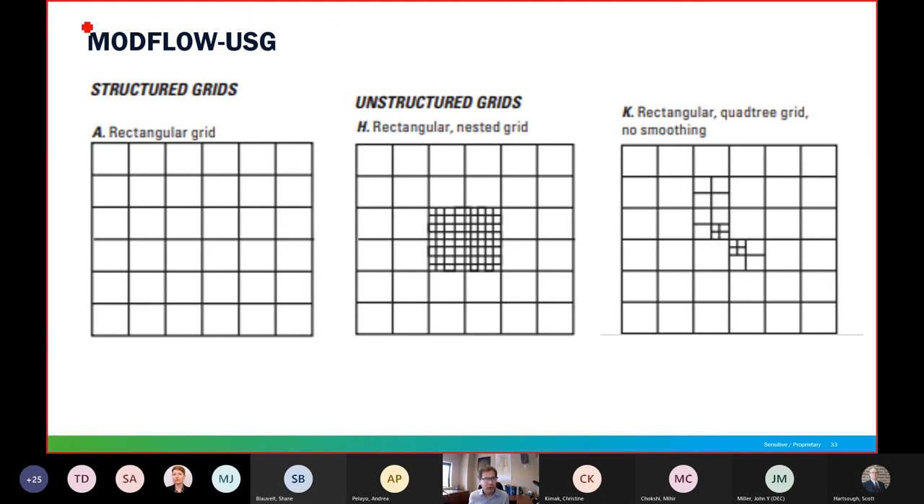So here you can see we have a rectangular grid, we have a nested grid, and we have a quadtree grid. And what that means is now we can look very specifically at tiny little details within a much larger grid. So big grid cells out here, but they're all squares. So the flow into and out of these cells, and this is a no flow boundary, so that doesn't really apply, but I think you get it, it just makes more sense, right?